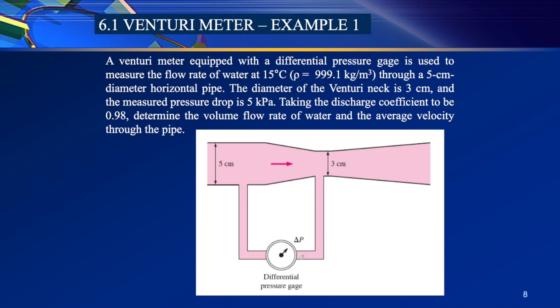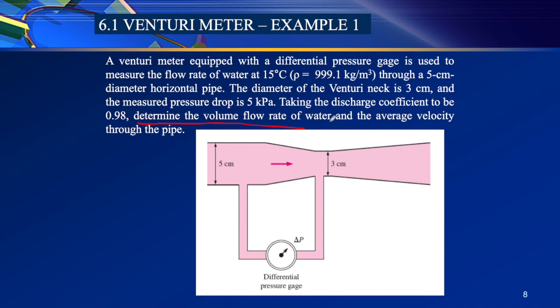It's used to measure the flow rate of water at 15 degrees Celsius, given the density, through a 5 cm horizontal pipe. The diameter of the venturi neck is 3 cm. So this is the throat of the venturi, with a diameter of 3 cm. And the measured pressure drop is 5 kPa, taking the discharge coefficient to be 0.96. CD has already been given in your question. Therefore, you have to determine the volume flow rate of water.